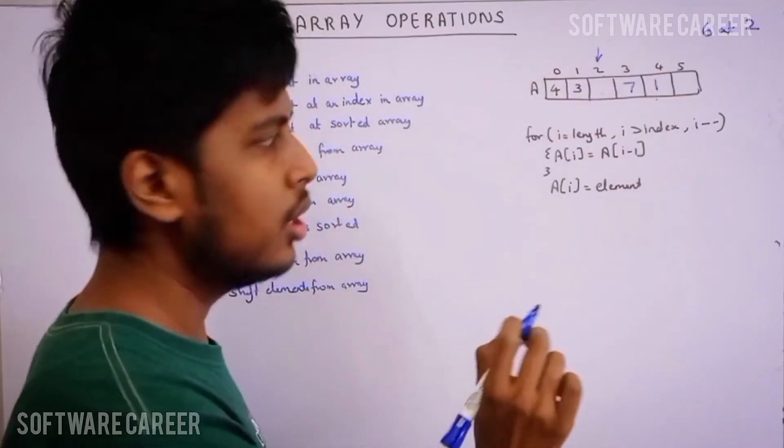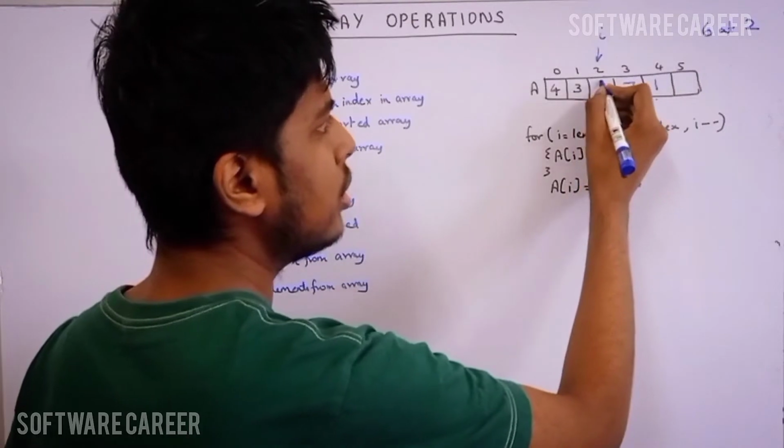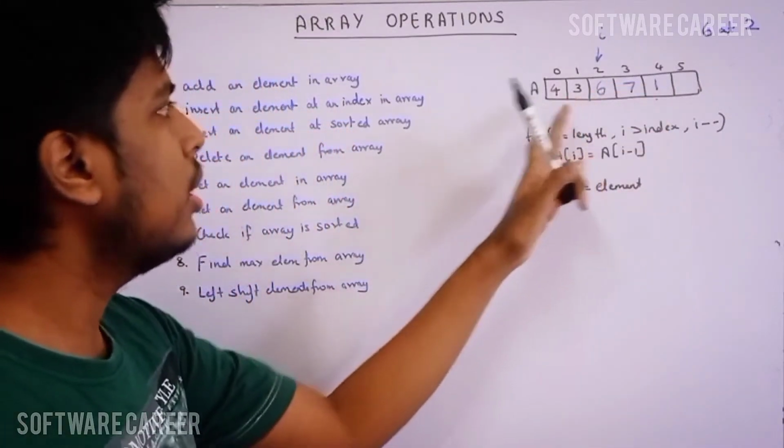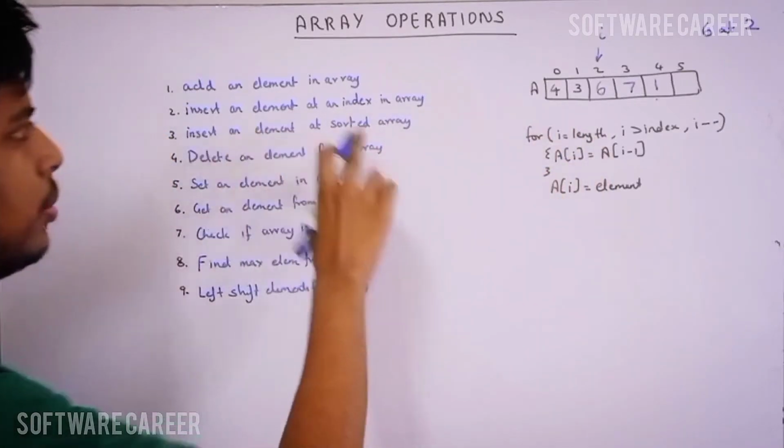So I will be pointing here. Now at a of I I will insert this 6. Now it's inserted at the given index. This is how you write a code for inserting an element at an index.